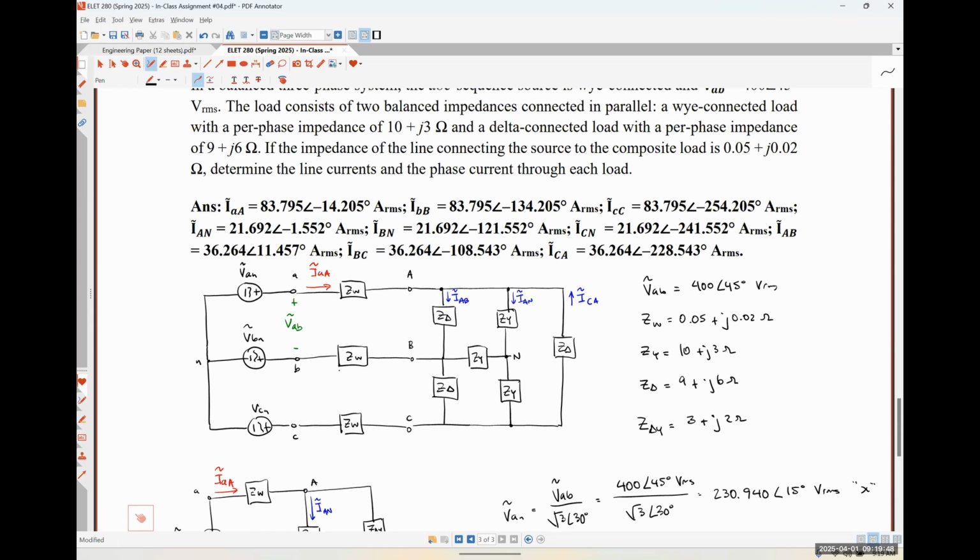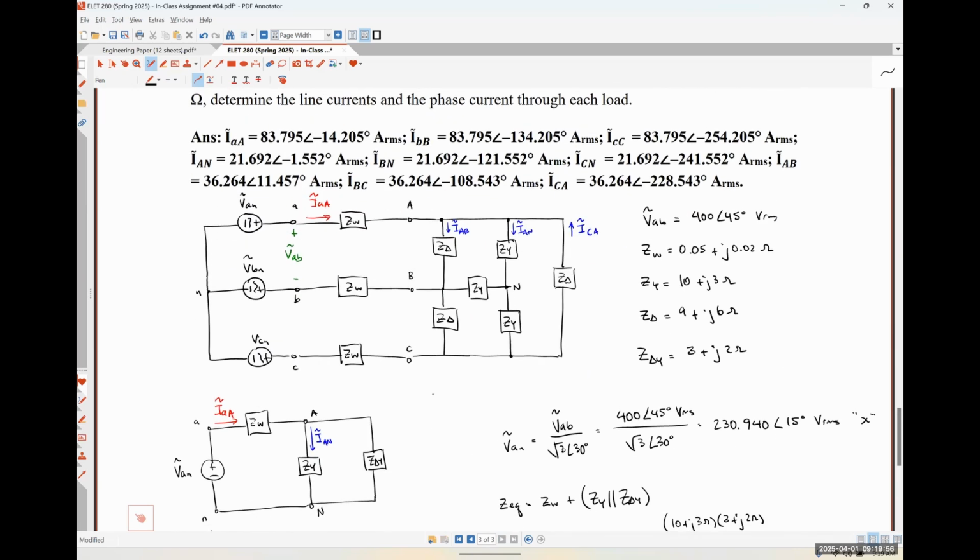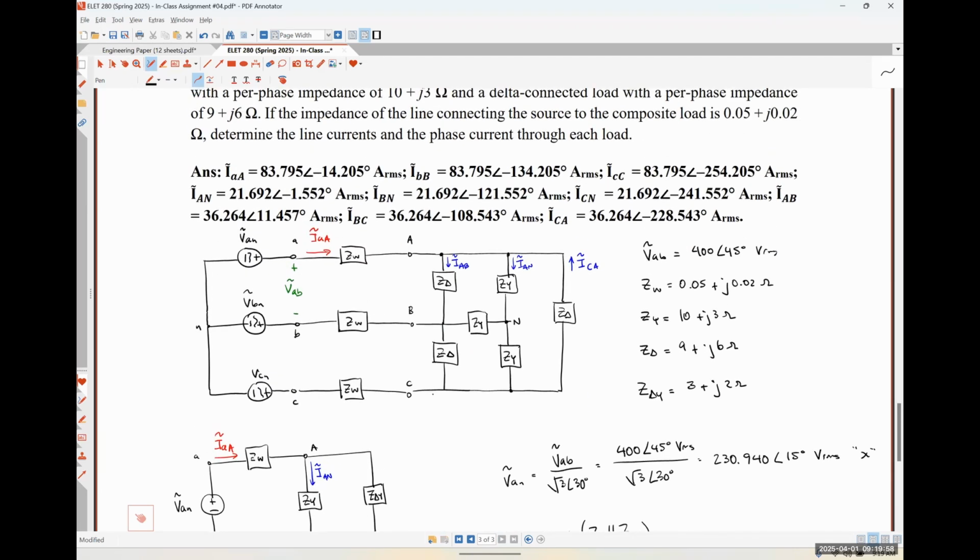The only real difference that we would see is that we're not going to get this exact thing where it's just going to be IAA over root 3 angle negative 30, because we have that extra term, IAN, that is also leaving, okay? So if we do that KCL method, it's going to be a very similar result, but it's not just going to be the line current over √3 angle -30, because we have that other current flowing out of that node as well.